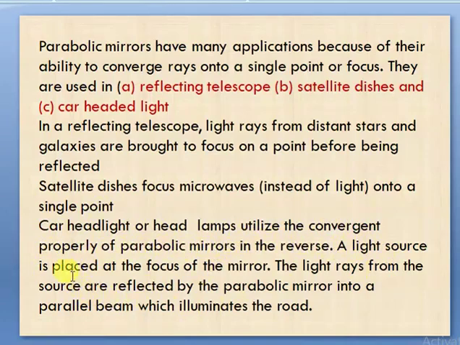Then in car headlamps or headlights, they utilize the convergent property of parabolic mirrors in reverse. A light source is placed at the focus of the mirror. The light rays from the source are reflected by the parabolic mirror into a parallel beam which illuminates the road. So these are the applications of parabolic mirrors. We use them in reflecting telescopes, satellite dishes, and car headlamps. Now we have come to the end of today's class.